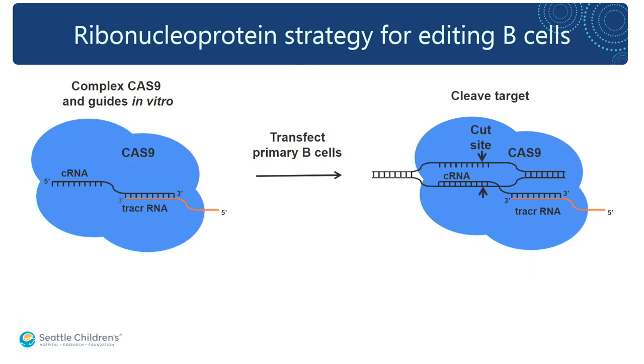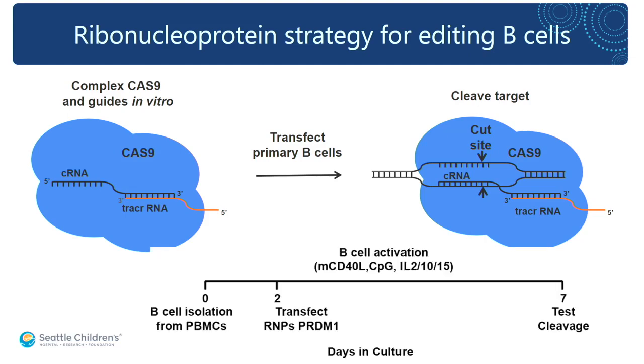So RNPs, most of you in the room probably know this already, but when we're talking about RNPs, it's essentially Cas9 protein in complex with the guide RNA. So we make a complex, we then transfect this into the B cell, and then we look at cleavage of the target. Here we transfect on day 2 after we activate the B cells with a series of cytokines, and then we look for cleavage.